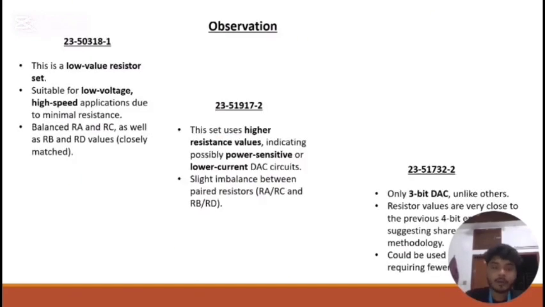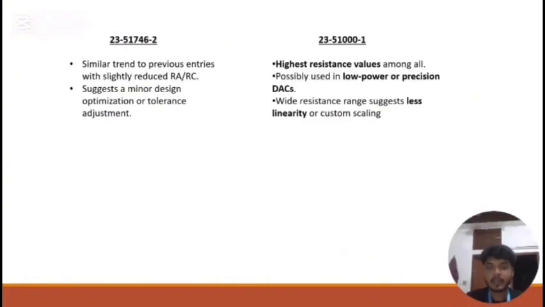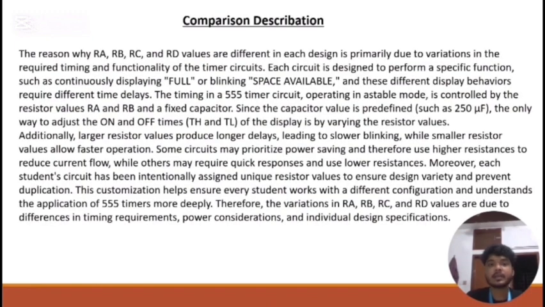The next slide is observation. First of all, there is a low value resistor set for the ID number 23-50-318, suitable for low voltage, high speed applications due to minimal resistance. Balanced RA and RC as well as RB and RD values are closely matched. Here is also the observation part. And the next is the comparison description.